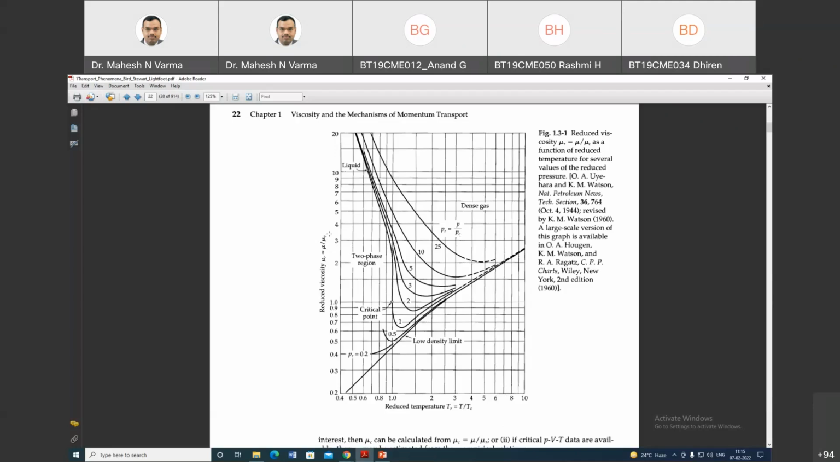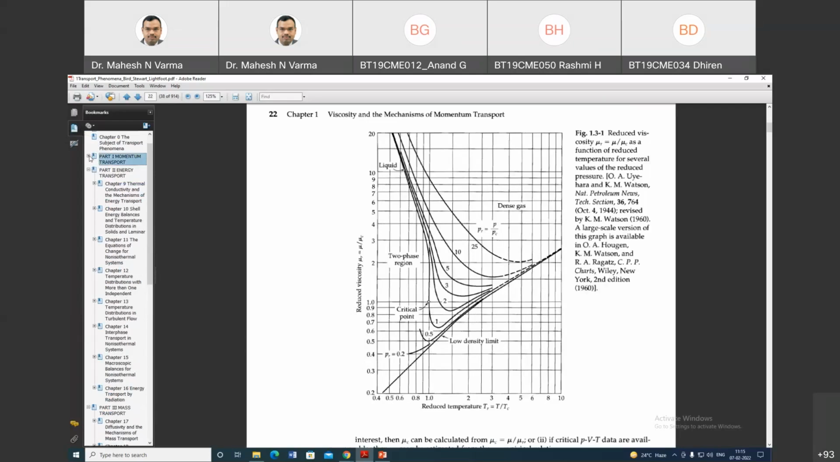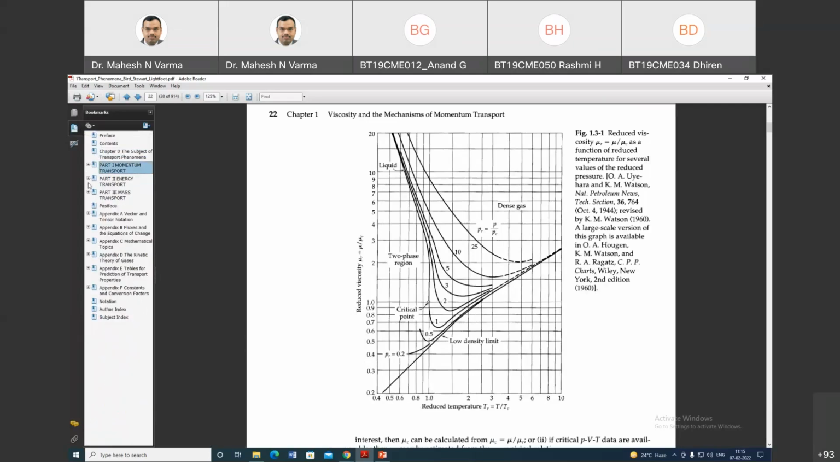Okay, and precisely in this BSL, if you go to the appendix also, you should know how to use this book also. So that is what I am showing in this book actually. If you go to this appendix, all these appendices, all the data is given.